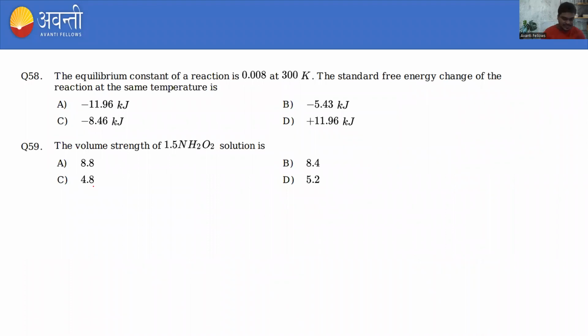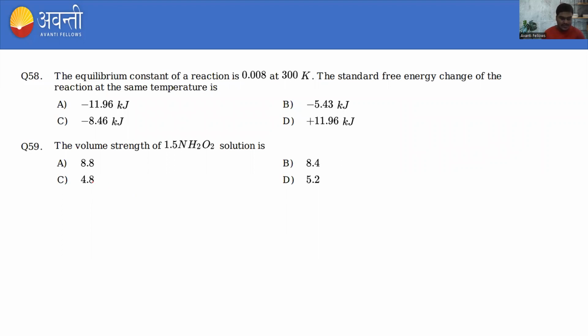Let's go to question 58. What does 58 say? The equilibrium constant for the reaction is 0.008 at 300 Kelvin. The standard free energy change of the reaction at the same temperature is. So the equilibrium constant for the reaction is given as 0.008 at 300 Kelvin. The standard free energy change of the reaction at the same temperature is.